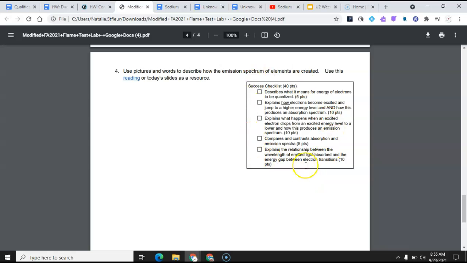Don't forget to follow this checklist. It shows you how the points will be distributed for this question. You want to make sure that you have this somewhere with words and pictures. So you're using both to describe what's happening.